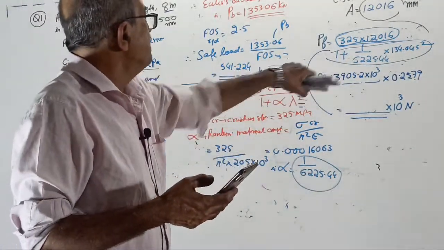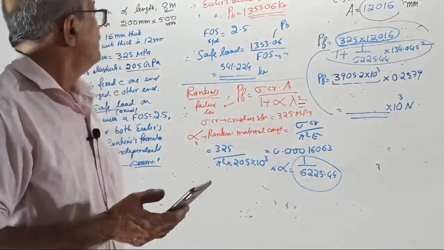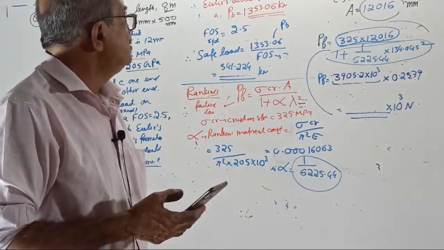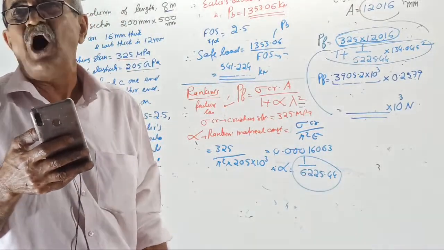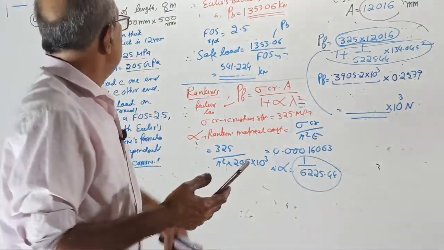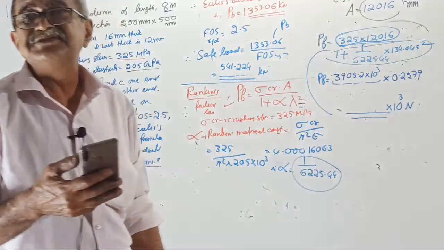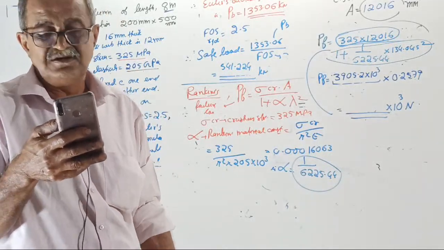But that number came, this is what I told you to comment on at the end of the class. The failure load came as 0.2579, which means this column is not short, it is considerably long. Yes or no? See, 8 meter length, it is considerably long.